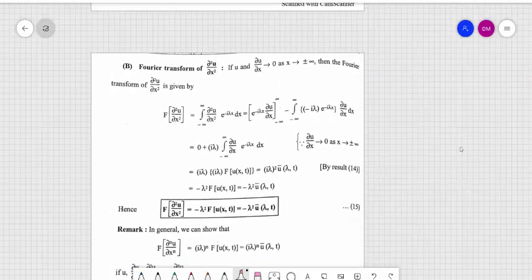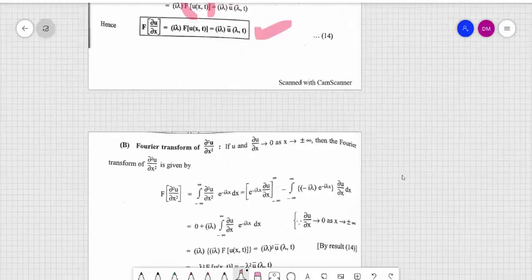Especially for the heat equation, or problems on boundary value problems, we always require to find the Fourier transform of ∂u/∂x. So again we have to make the assumption.